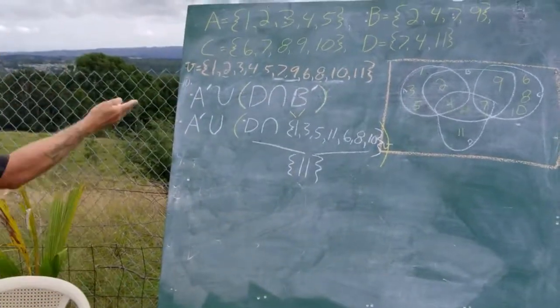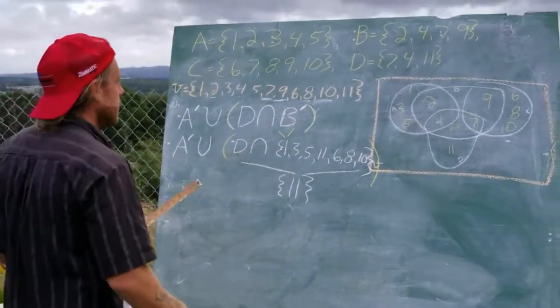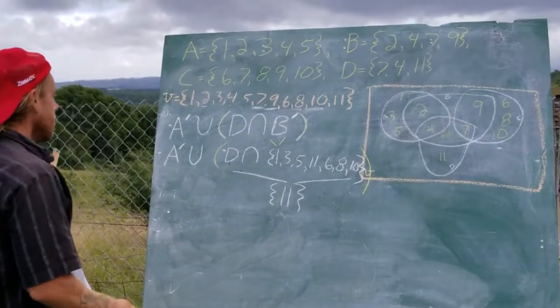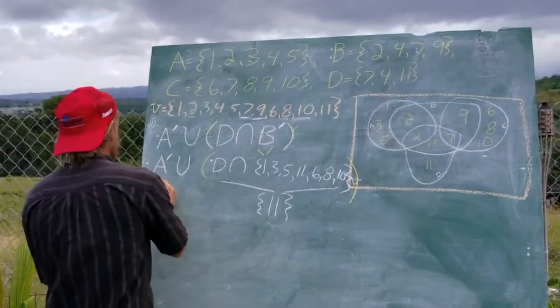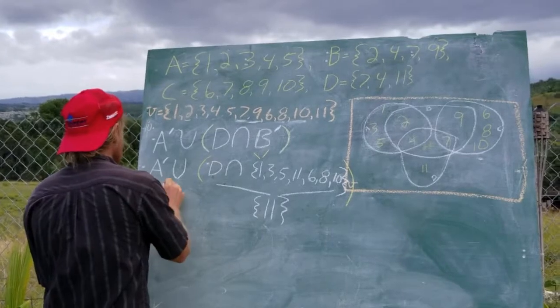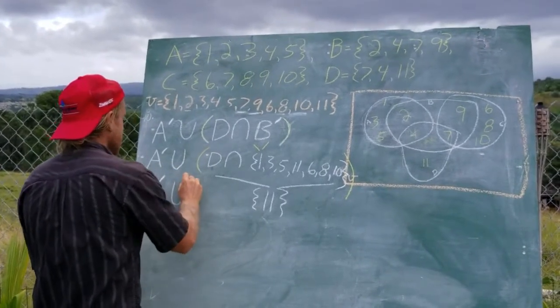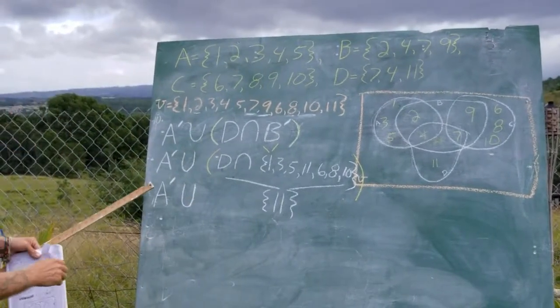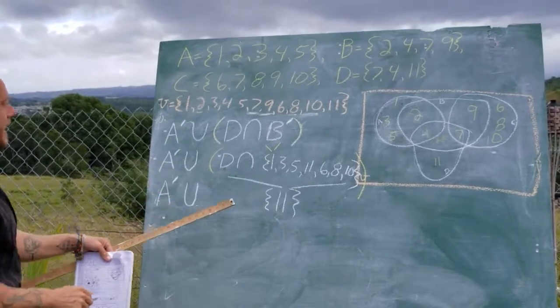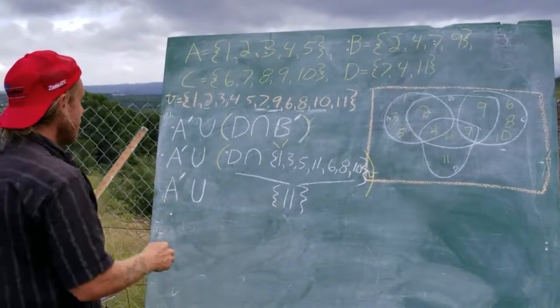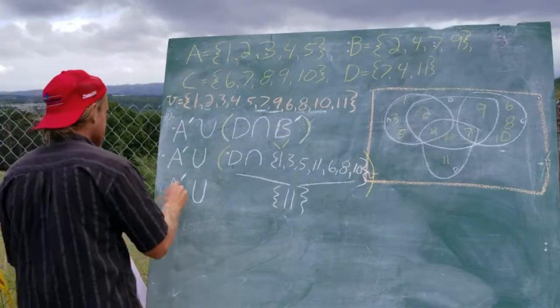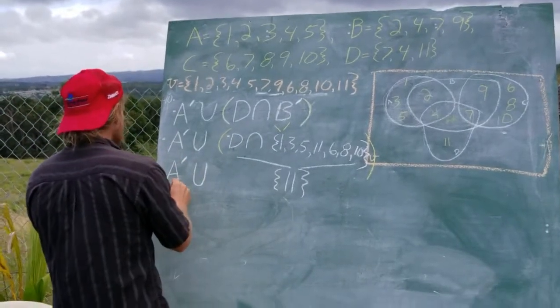And again, I'll leave it to you at this point to look at the picture and see what's going on. All right, let's bring the rest of our work down. A prime. We're taking the union of the complement of A and the set containing the element 11. What do we have to do first? Correct, we have to deal with the complement of A, so let's find out what that is.